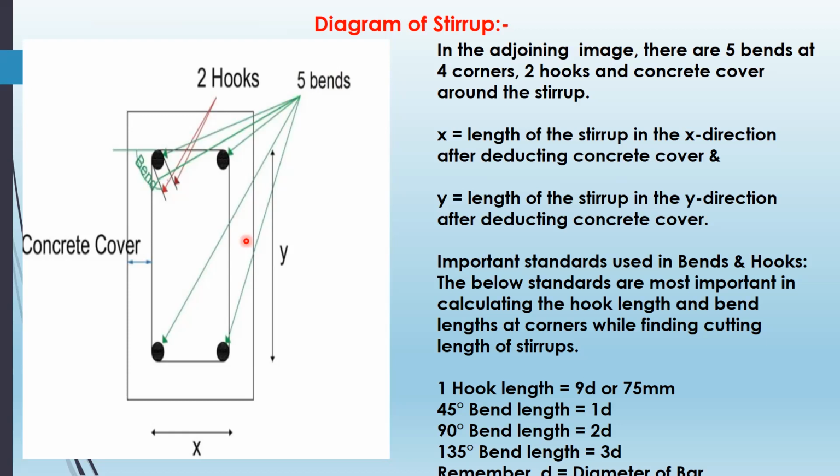45-degree bend length means 1 dia. 90-degree bend length means 2 dia. 135-degree bend length means 3 dia. Remember, d is the diameter of the bar.